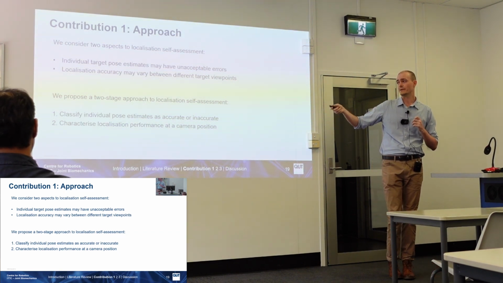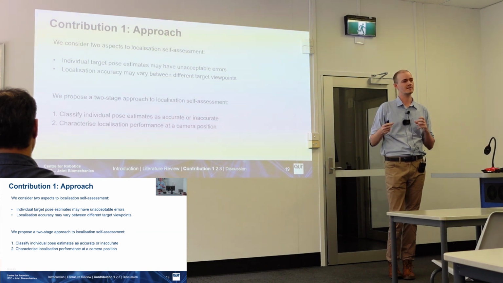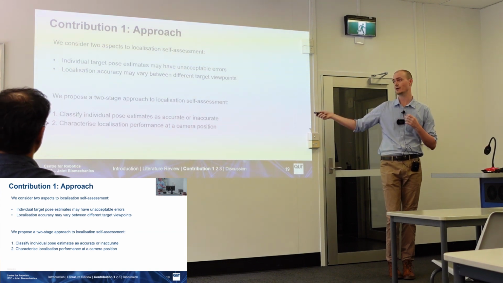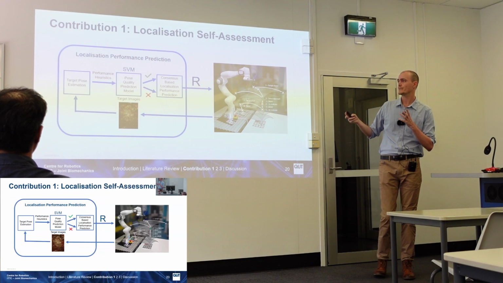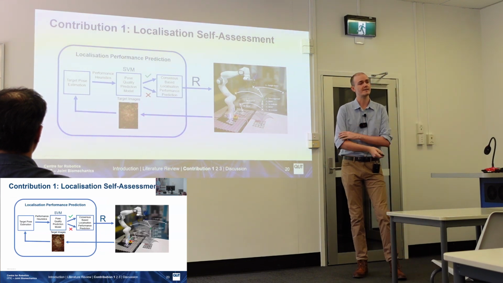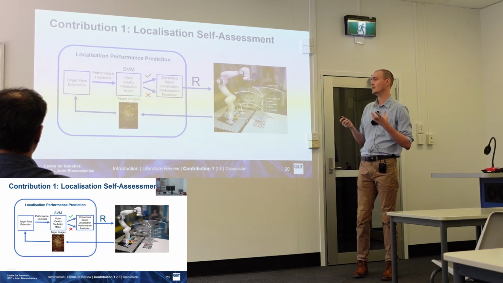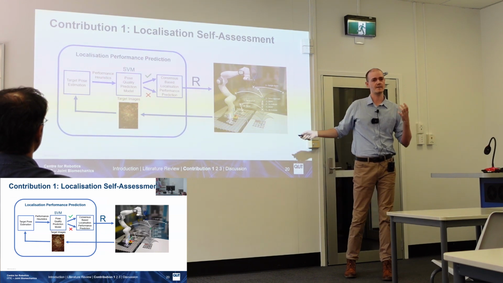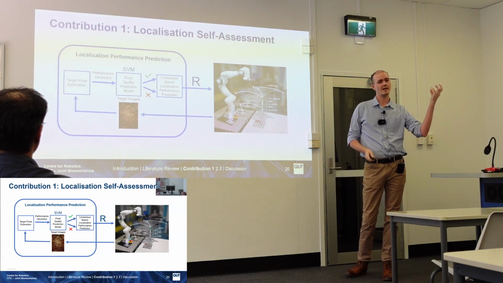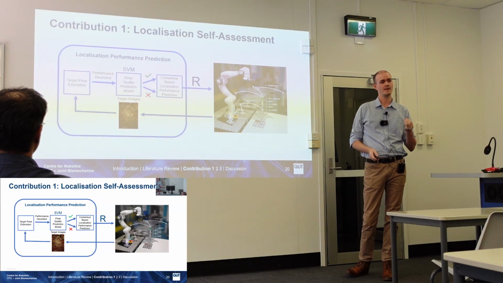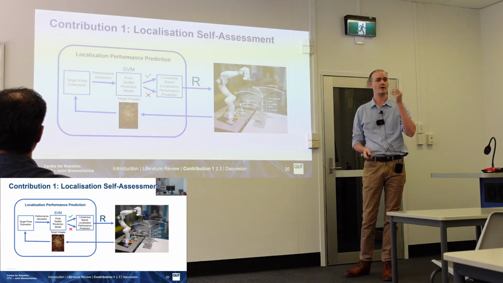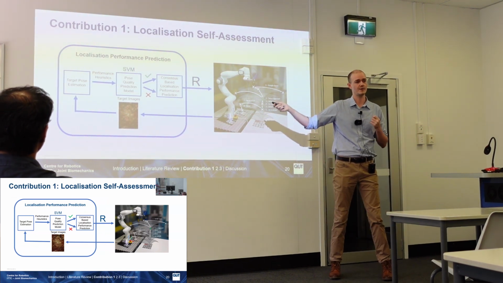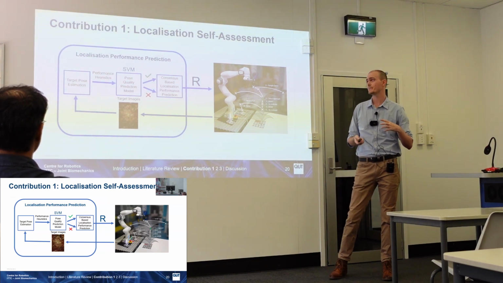And then we build on this to characterize localization performance at a specific camera viewpoint by building a consensus of individual target pose estimates. So in the approach that we propose, we build on top of a 6 degree of freedom pose estimation pipeline that localizes a target object with respect to our robot. For every pose estimate that is generated by this pipeline, we extract performance heuristics from within the pipeline, and we use those as input features for a binary classifier model. And that binary classifier model then labels each of our target pose estimates as accurate or inaccurate.